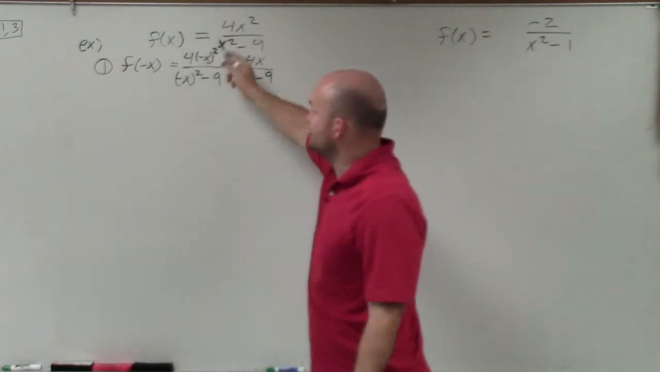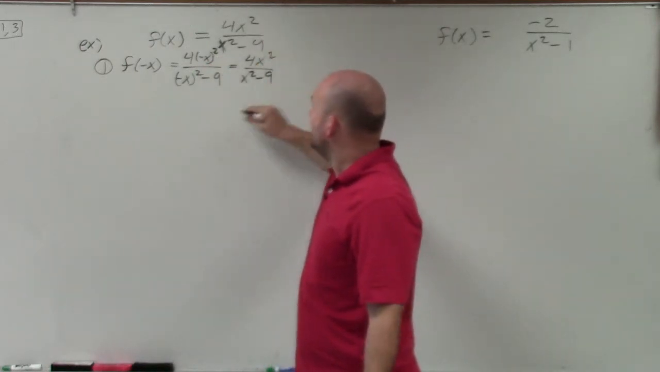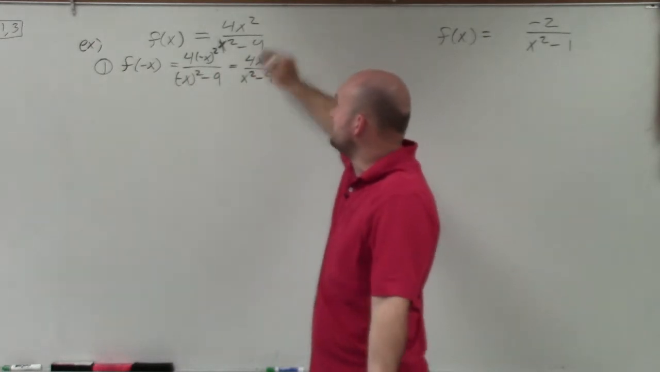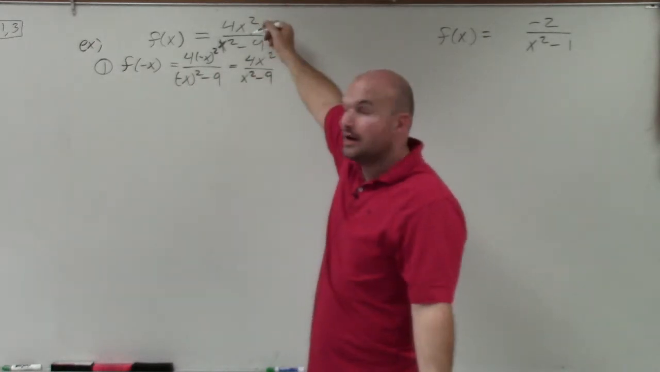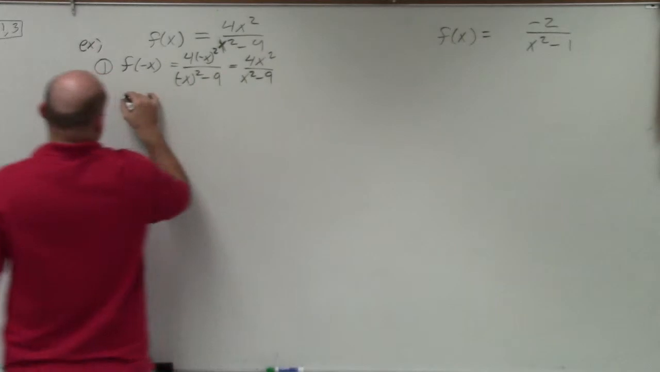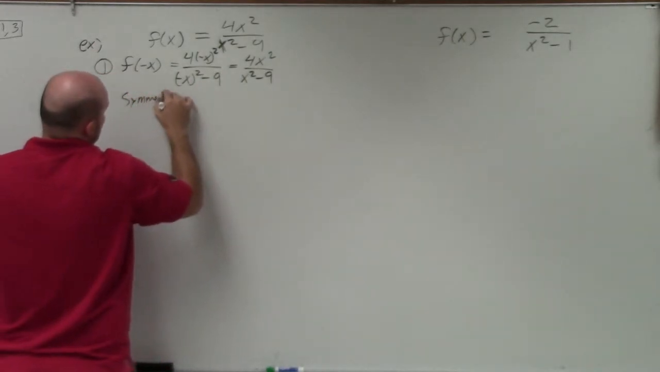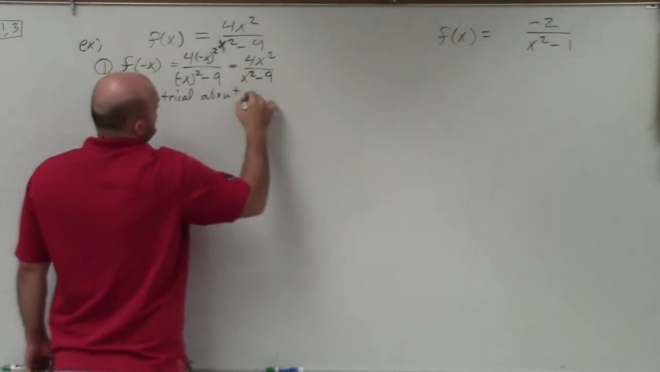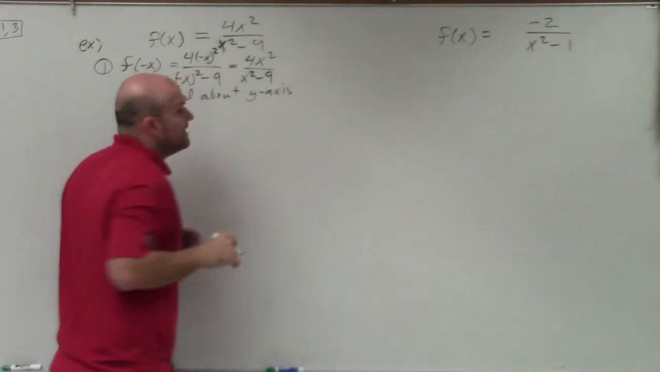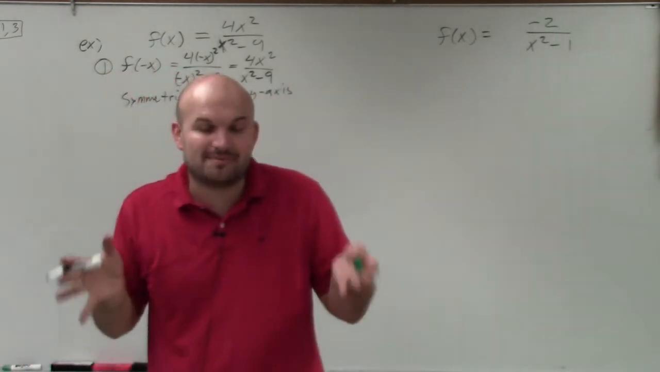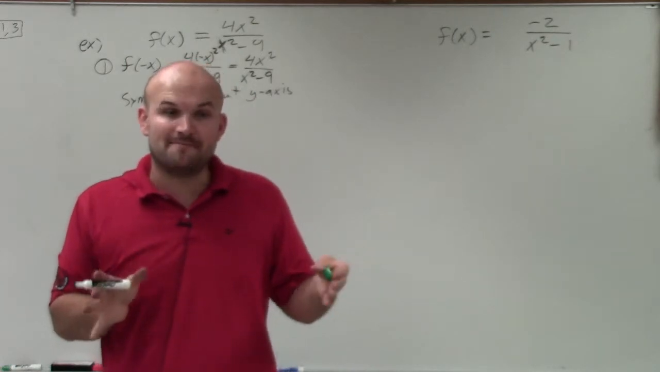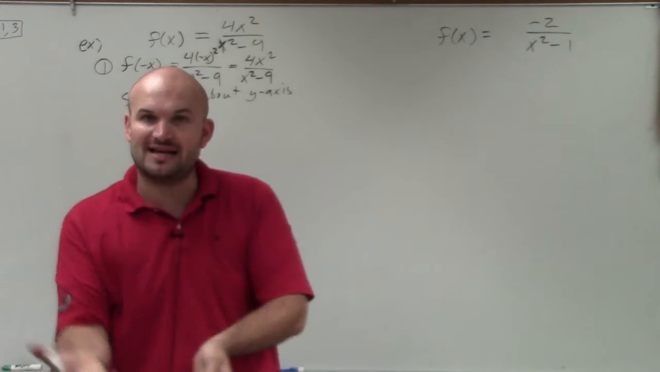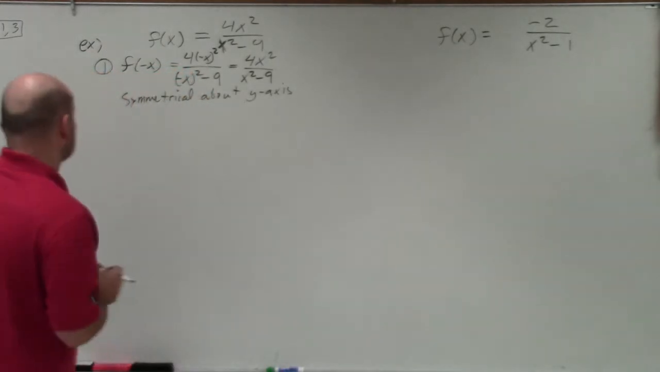Negative x squared is just x squared, and x squared is just x squared. So you can notice that when I plug in negative x, it doesn't change the function. I revert back to my original function. Therefore, this is symmetrical about the y-axis. Why is this so important? When it becomes time to determine the points that we're going to plot, we only need to pick the points on one side of the y-axis, and then we can reflect them over to the other side.